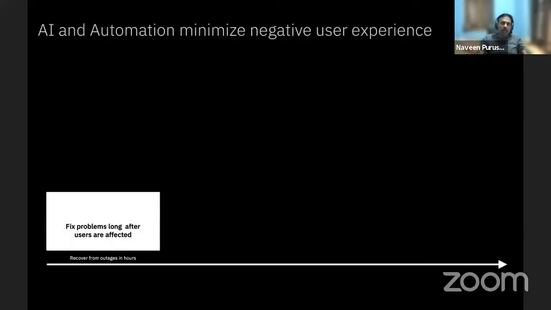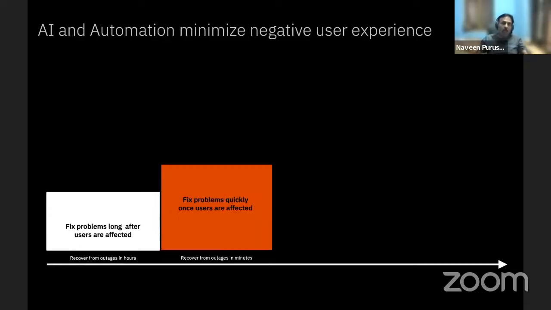Now let us look at some of the different ways of handling problems in an IT environment. One of the common scenarios is to fix problems after a user reports the problem. And because the issue is addressed after a user has reported it, often it takes a long time to even understand that there is a problem and then eventually solve it.